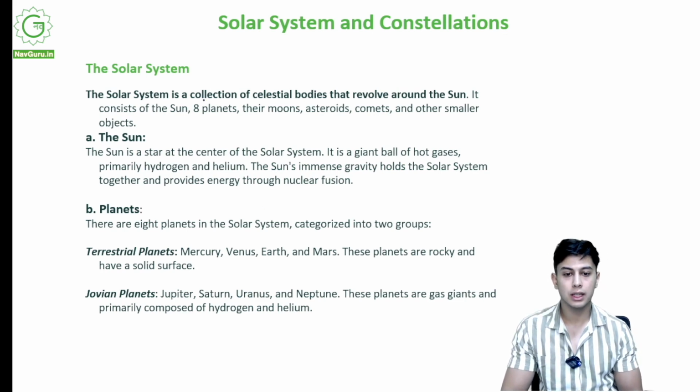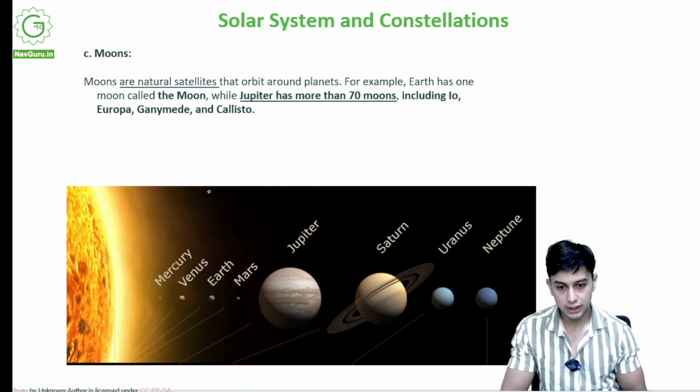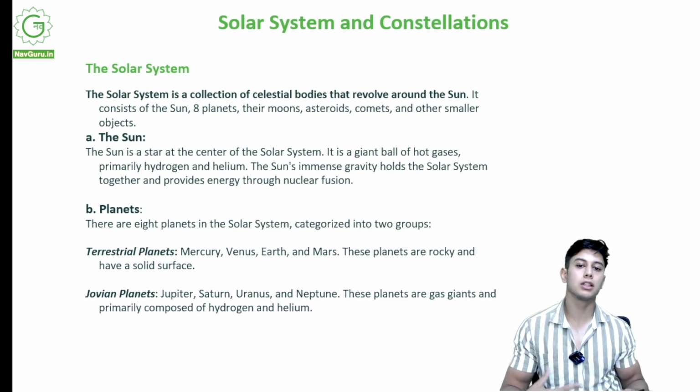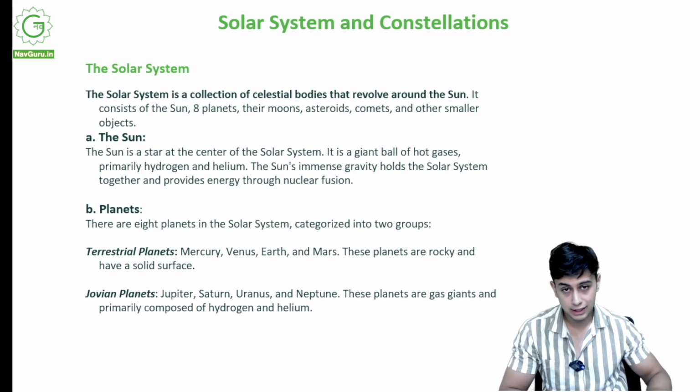The solar system is a collection of celestial bodies that revolve around the sun. We all have seen this photograph. This is the sun, these are the various planets. Around the sun there are 8 planets in total. So the solar system is this collection of the sun and the planets that revolve around it. Their moons, all these planets have moons. We have asteroids, we have comets, we have a lot of things going on inside our solar system.